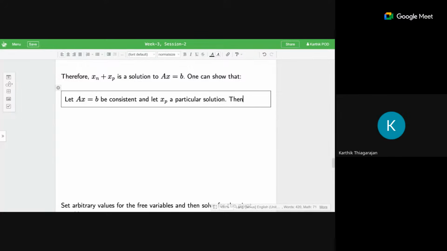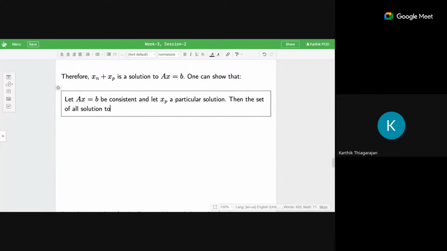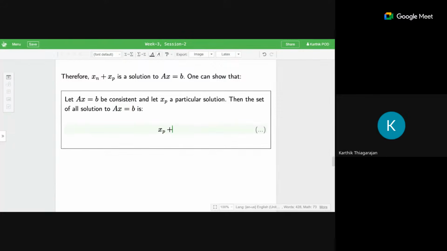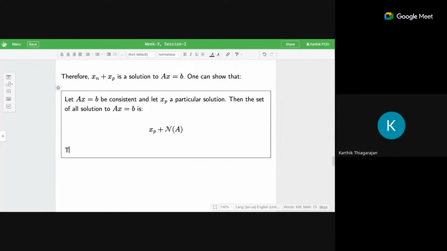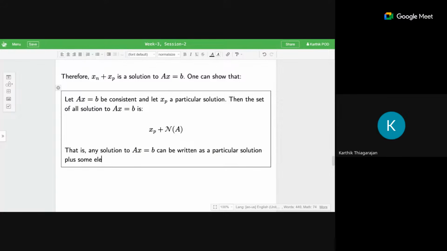Okay, then what you can show is that the set of all solutions to AX equal to B is given by some particular solution plus the null space of A. Okay, what we mean by that is any solution to AX equal to B can be written as a particular solution plus some vector from the null space of A. Okay, this is a very important result.